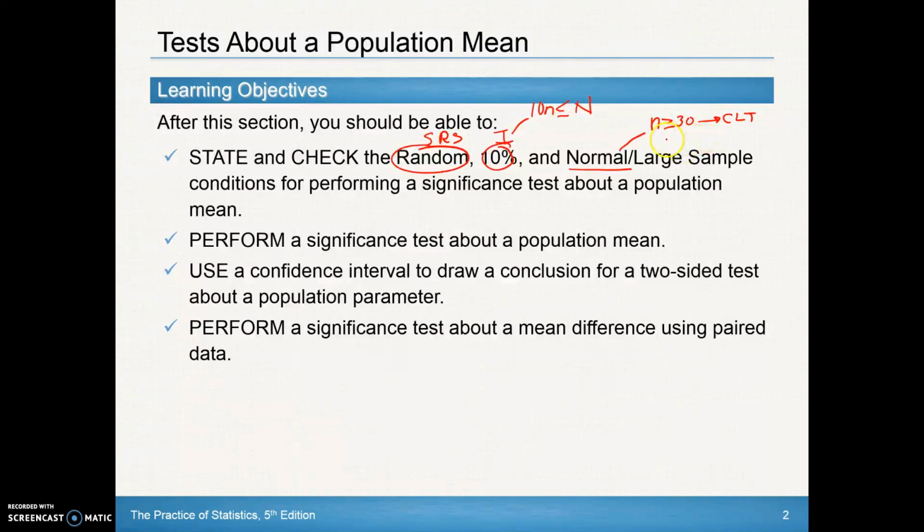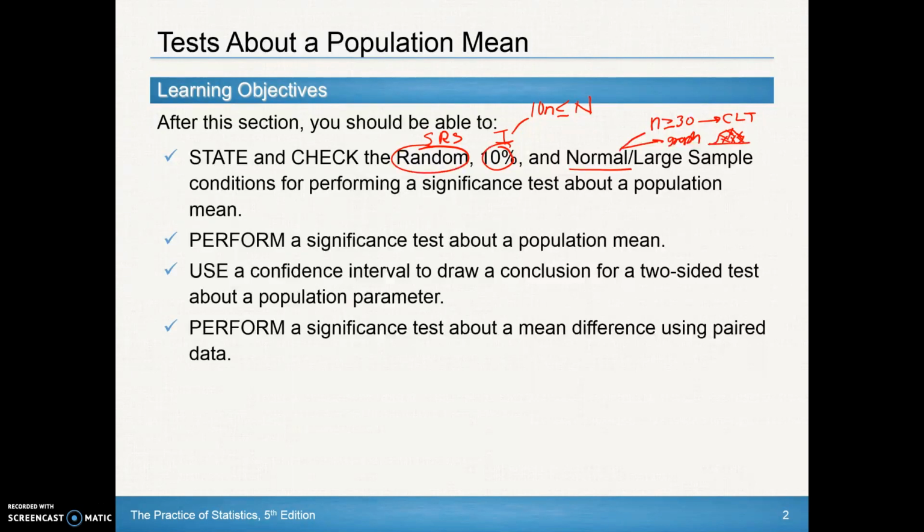If it is not bigger than 30, then you're going to have to graph your data and see if that graph looks relatively normal. As we stack the dots, does it look relatively normal when we plot that data? We're also going to have to remember the difference between when we use sigma versus Sx.